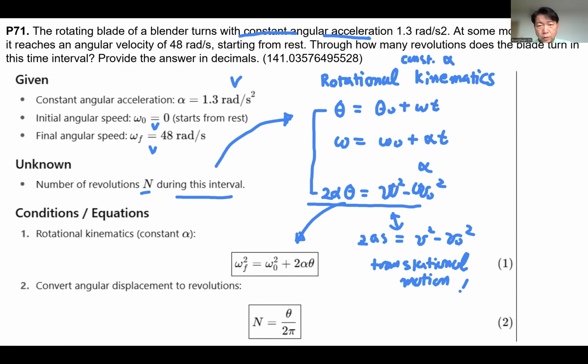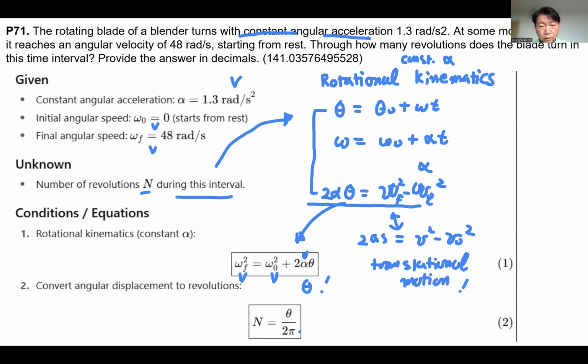And then from here, we get the final or initial. And then we get this, which is given by this one. And then from this setup, from this relationship, note that WF is given, W0 is given, alpha is given, then we can get the theta. And once you get the theta, theta should be divided by the 2 pi.